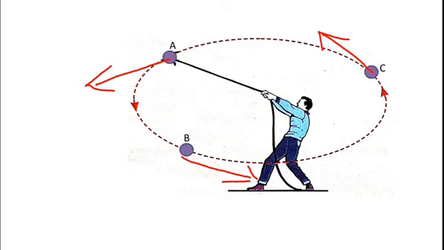Now students, velocity is determined by two factors: first, speed, and second, direction. Here in this uniform circular motion, you can see that the speed of the motion is constant, but the direction of motion is continuously changing. And due to the change in direction of motion, we can say the velocity is changing. And if velocity is changing, it means there must be an acceleration because acceleration is the rate of change of velocity. Hence, we can conclude that in uniform circular motion there is an acceleration. That's why it is known as accelerated motion.